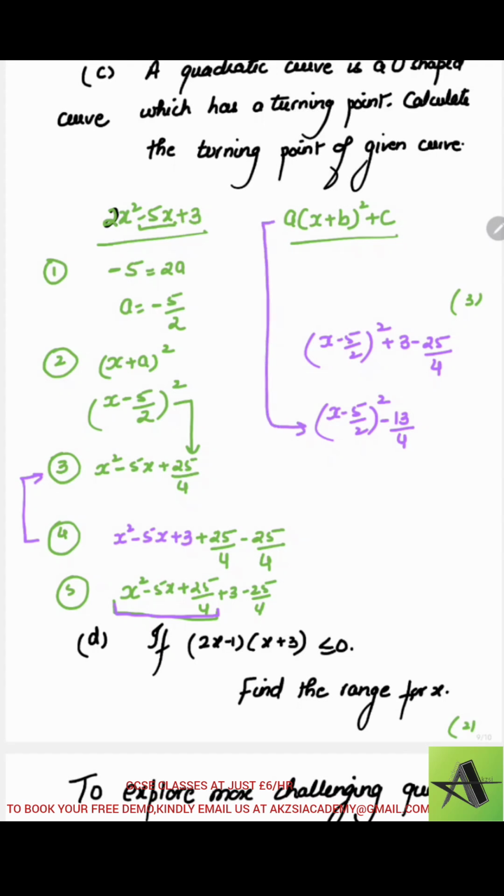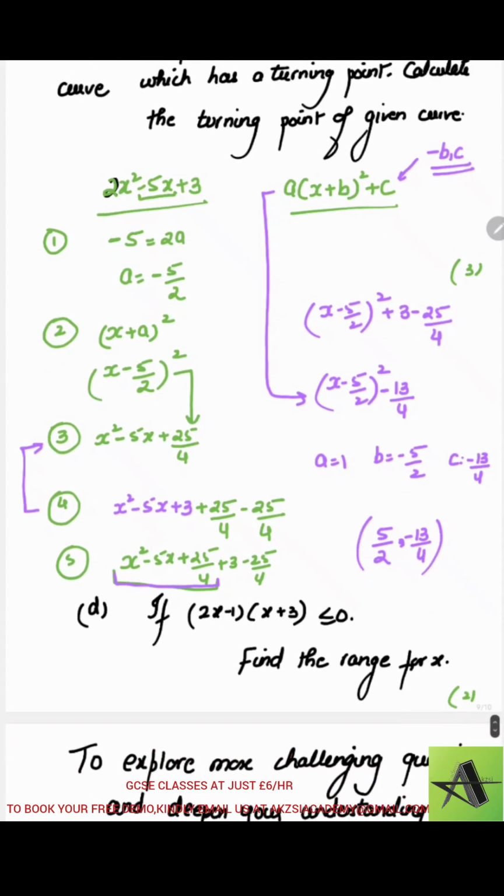Once we have converted it, in this case minus b comma c is the turning point. So on comparing, I will get b as minus 5 over 2, a as 1, and c as negative 13 over 4. So the turning point is minus b comma c, so 5 over 2, because minus minus will become plus. We already have b as negative 5 over 2, so minus b becomes 5 over 2, comma c, which is negative 13 over 4. This is our turning point.